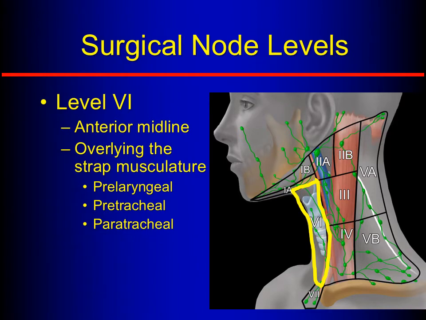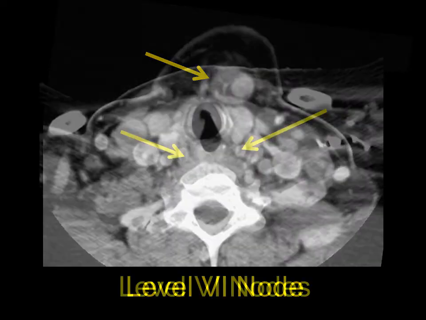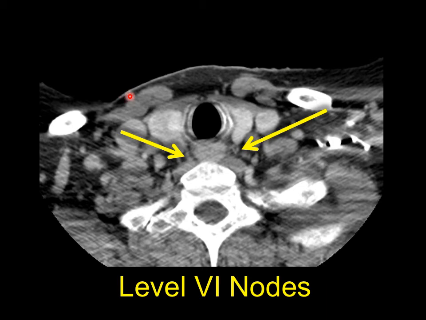We can think about these lymph nodes as all the nodes that are between the common carotid arteries below the hyoid. And this is going to include the prelaryngeal, the pretracheal, and the paratracheal nodes. So here's an example of a level 6 lymph node in front of the strap musculature below the hyoid. And here are some other level 6 nodes.